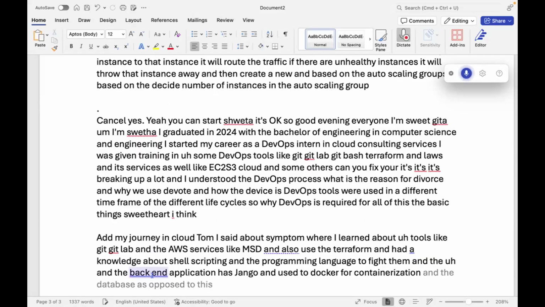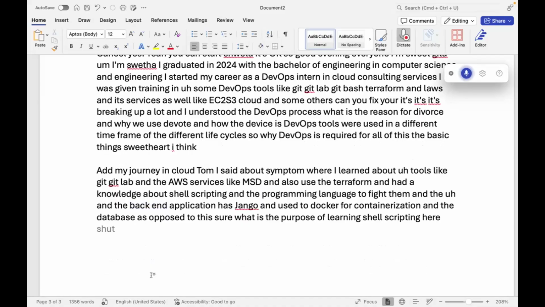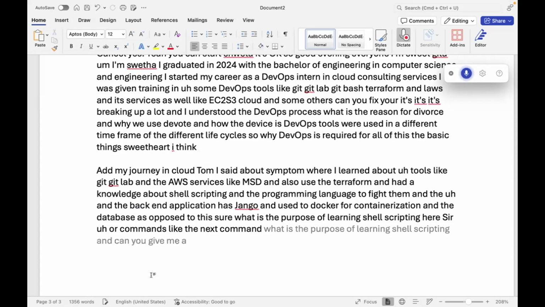Sindhu, what is the purpose of learning shell scripting here? Sir, or commands like the Linux commands. What is the purpose of learning shell scripting? And can you give me a use case where you have automated this? Yes, sir.